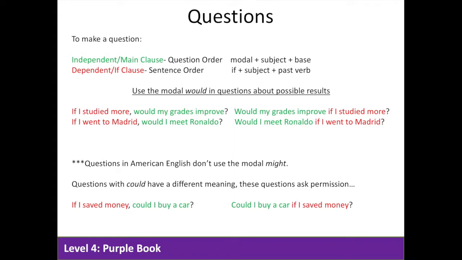It's also important to remember that questions in American English don't use the modal might. And questions with could have a different meaning. These questions ask permission. For example, if I saved money, could I buy a car? Or could I buy a car if I saved money?